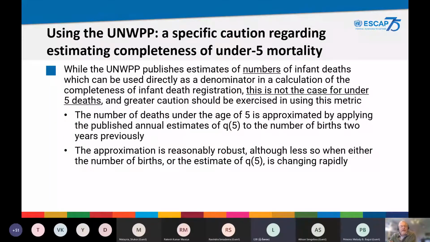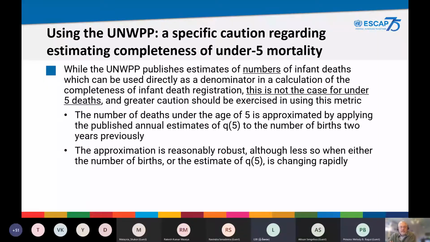And the reason for that is because we know that under 5 mortality is very heavily concentrated in the first couple of years of life. And so the mortality under the age of 5 is largely going to be driven by mortality in the first 2 years of life. And so we apply those estimates of Q5, the probability of dying between birth and age 5, to the number of births published by the UNWPP for the year 2 years before the estimate of the Q5.